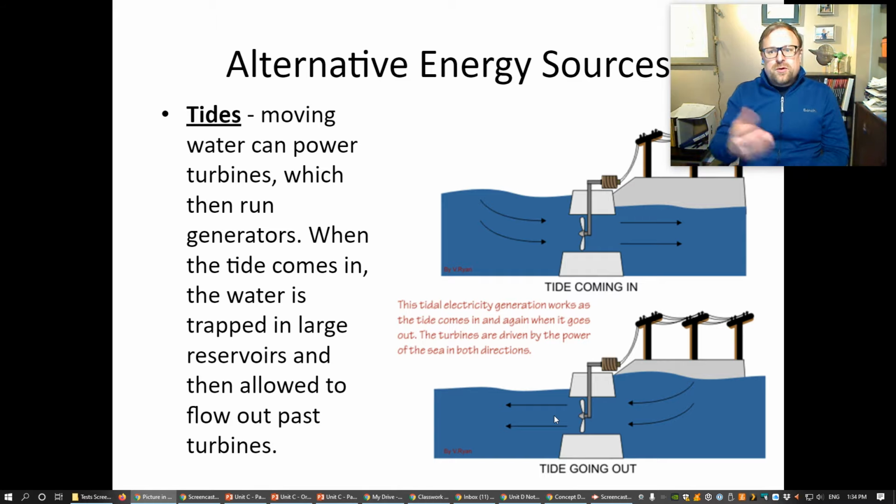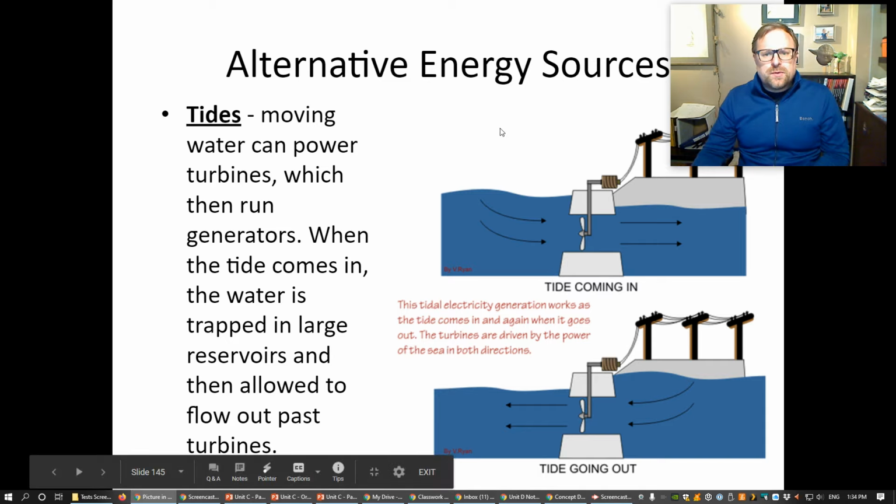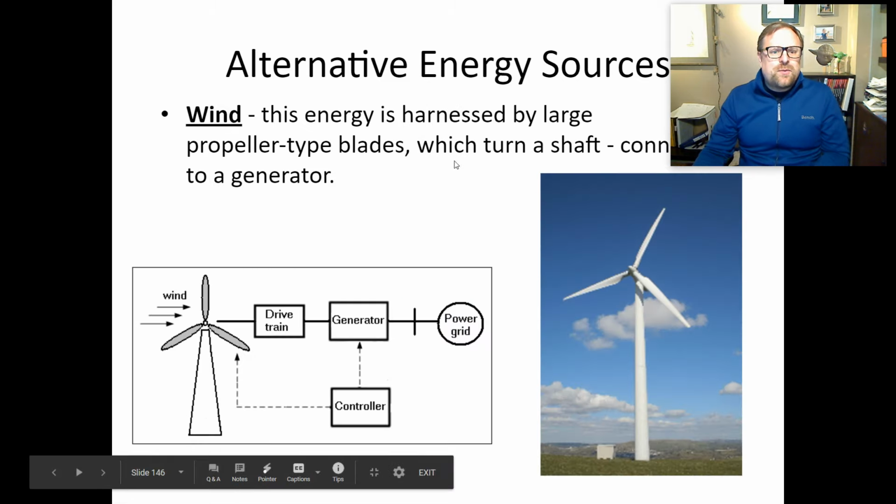So there's another alternative source. And the great thing about tides is they happen on a very regular basis without us having to put in any extra bit of energy, without us having to burn anything that creates carbon dioxide in the atmosphere, those kinds of things. So an interesting way to do that.